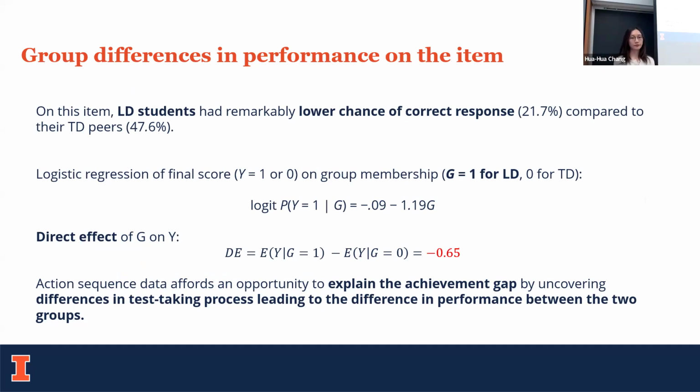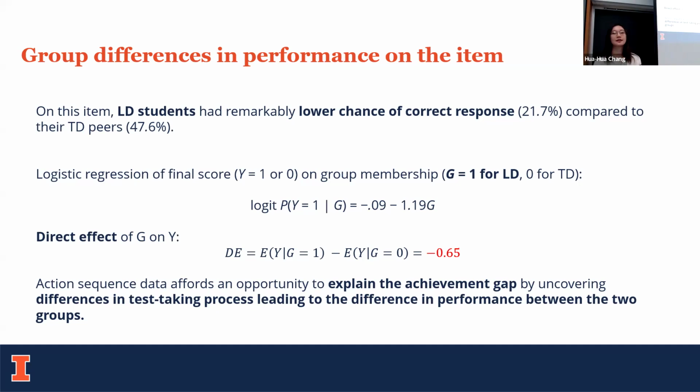You run a logistic regression where the outcome Y is the binary score, and the explanatory variable is group membership G, where G is 1 for LD, 0 for TD, and you end up with the following solution, where you can see that the slope in front of G is negative 1.19. It's negative, indicating that those students with group membership of 1, those with LD, are less likely to do this question right. If you calculate the direct effect of G on Y, which is defined as the expected score difference for these two groups, we get negative 0.65.